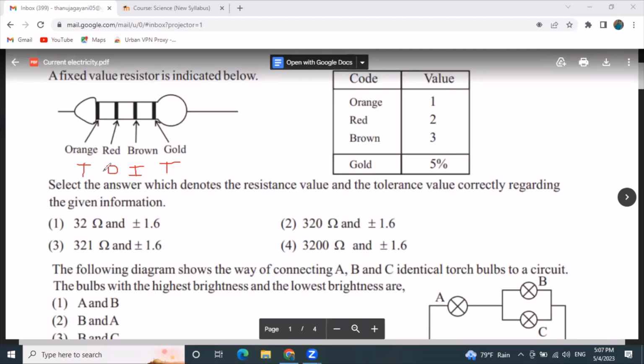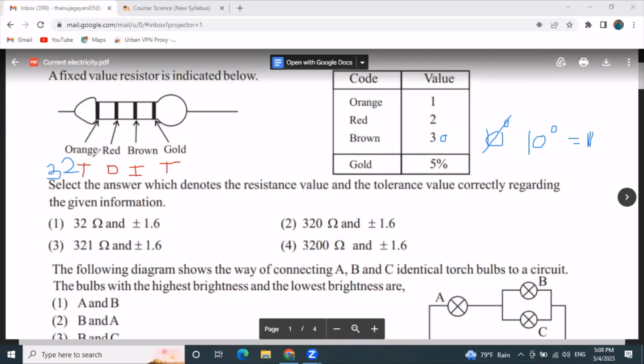Okay, here the value of the tens place is 3, and the value of the second color code is red, that means 2. And the value of the index is here 0, that means 10 to the power 0. 10 to the power 0 means the value is 1.